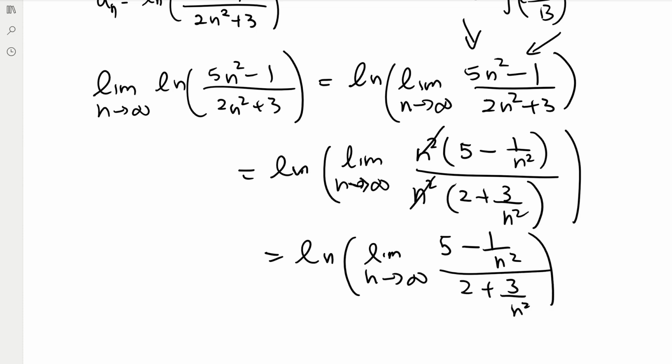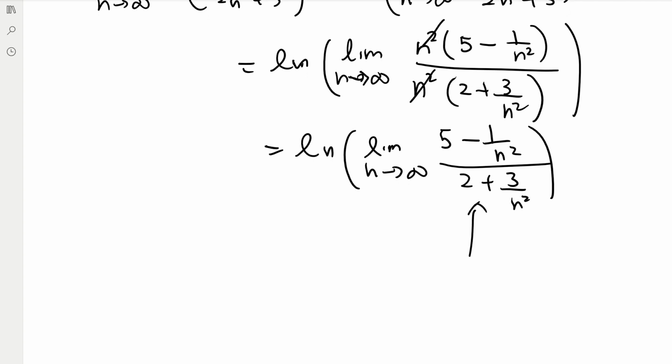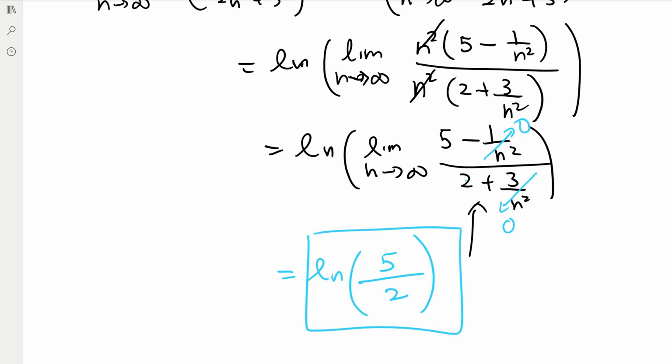All right. So what happens to this term when n goes to infinity? 1 over n square approaches 0, right? 3 over n square approaches 0. So what's the limit? Natural log, in the numerator, it's 5 because 5 minus 0 is 5. In the denominator, it's 2 plus 0, which is 2. So natural log of 5 over 2. Now you have to pause at this moment and ask the question: is natural log x continuous at 5 over 2? Of course, yes, it's continuous at 5 over 2. So hence the limit is natural log of 5 over 2.